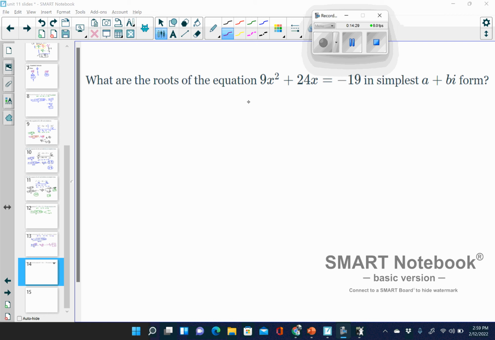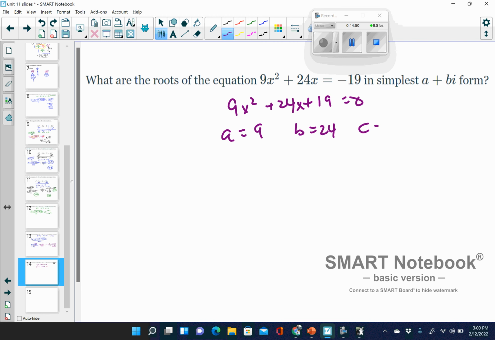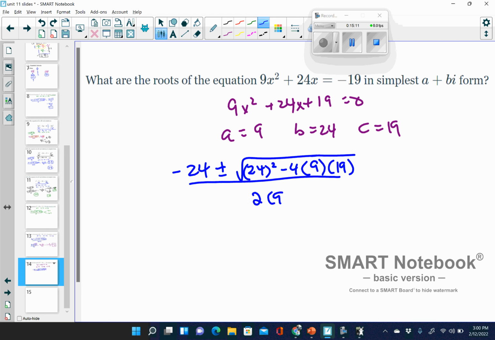All right, last one. So here we have 9x squared plus 24x. You want to bring this 19 over, so add 19 to both sides, so plus 19 is equal to 0 again, which is what we want. So here our a is equal to 9, our b is equal to 24, and our c is equal to 19. So we're going to plug that into our formula. So the opposite of b is negative 24 plus or minus the square root of b squared, 24 squared, minus 4 times a times c all over 2 times 9.